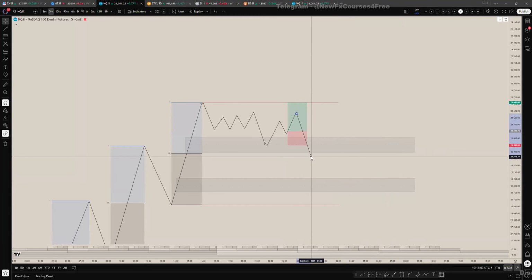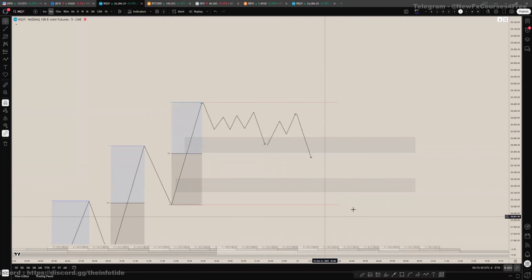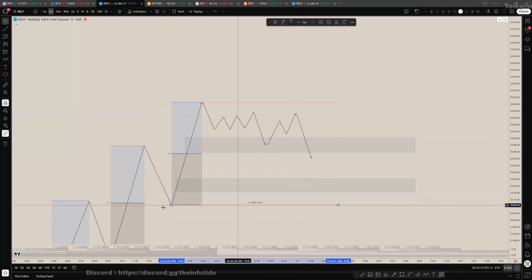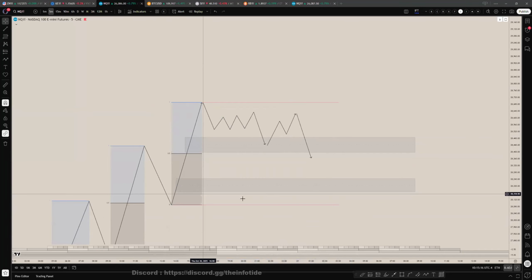So from here, you have to pay attention within this overall context. We are still within this range here. So until, again, I know it sounds like a broken record, but until this low is broken, being the protected low, the range low, you are continuing to look for higher prices.